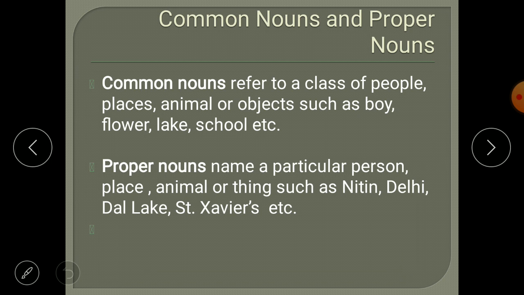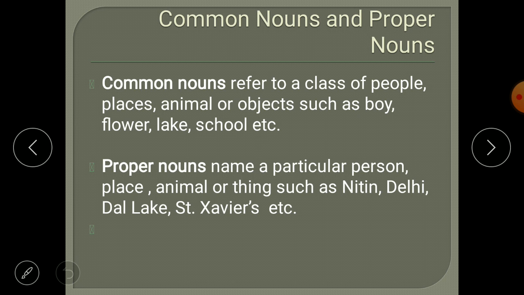And proper nouns are the names of a particular person. When we say boy, that is a common noun. But when we say Nitin, we are talking about only Nitin. That is a proper noun. So, a proper noun is the name of a particular person, place, animal, or thing. When we say lake, it means any lake in the world. But when we say Dal Lake, it means we want to talk about the specific lake whose name is Dal Lake only. When we say school, then it means any school in the city.